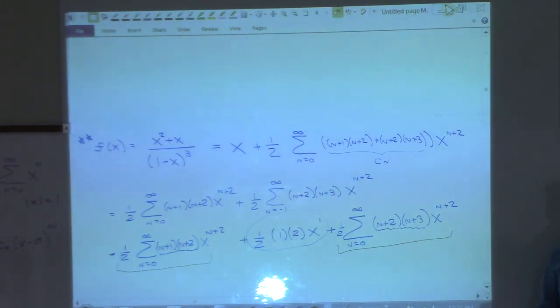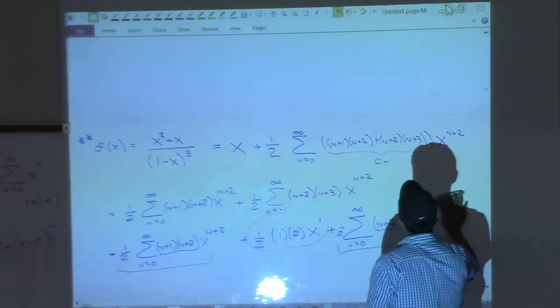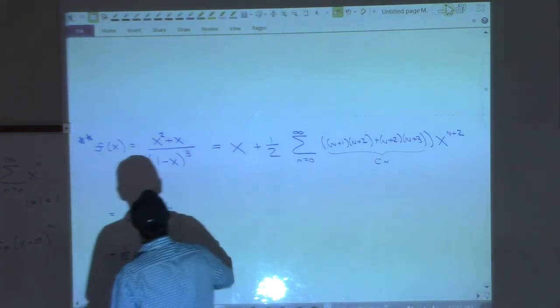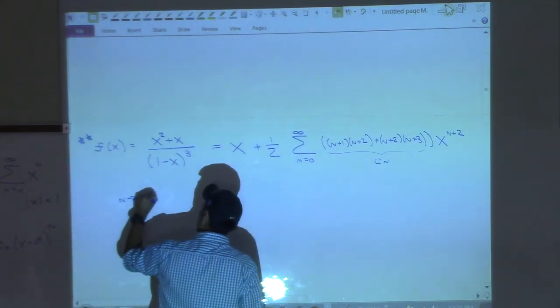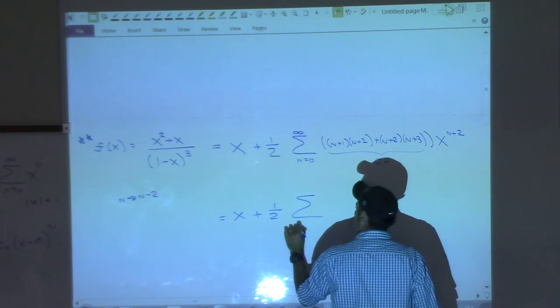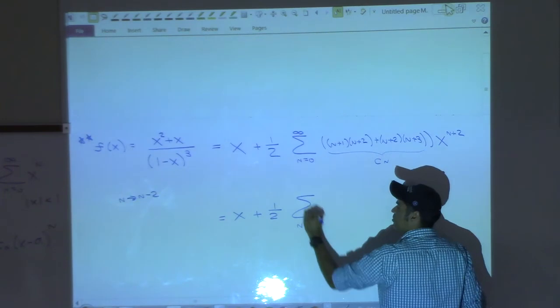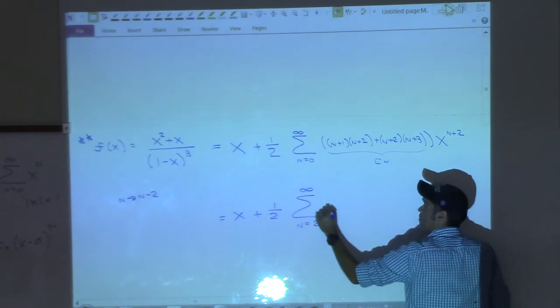Since we're running out of time and I don't have enough time to start a new problem, let's go ahead and just make it x to the n. So it looks like this, okay? So what would I need to do to make that x to the n? I replace n with n minus 2. So now I have x plus a half sum n equals what? Replacing that with n minus 2, adding 2 to both sides, 2 to infinity. All right. Replace n with n minus 2. n minus 1.